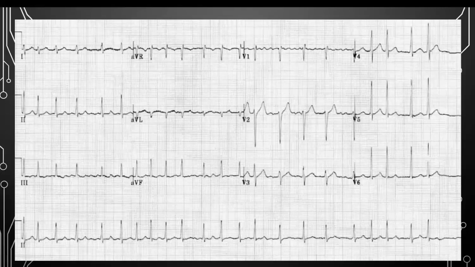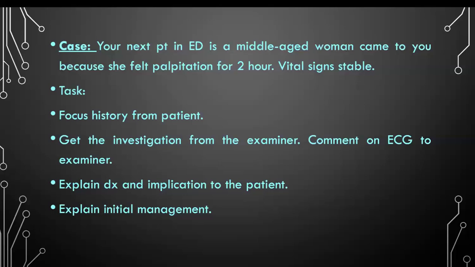Okay, sorry. Do I need to explain this to the patient or to the examiner? Examiner, okay.